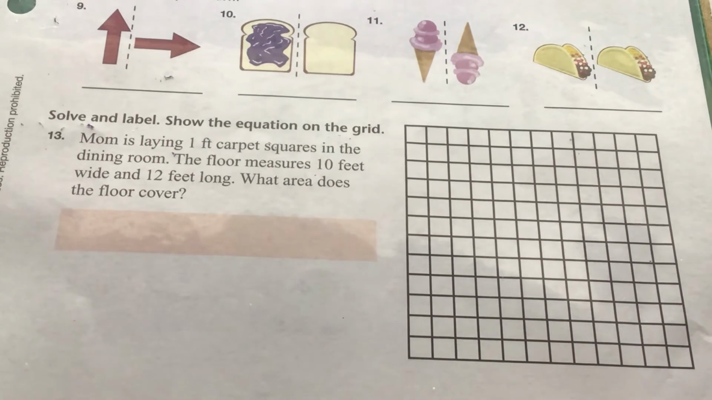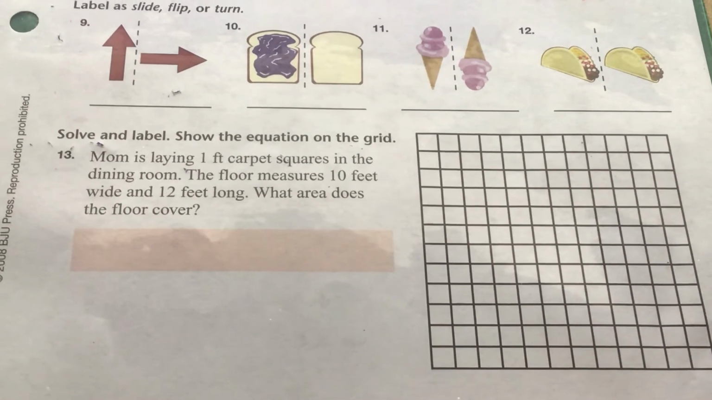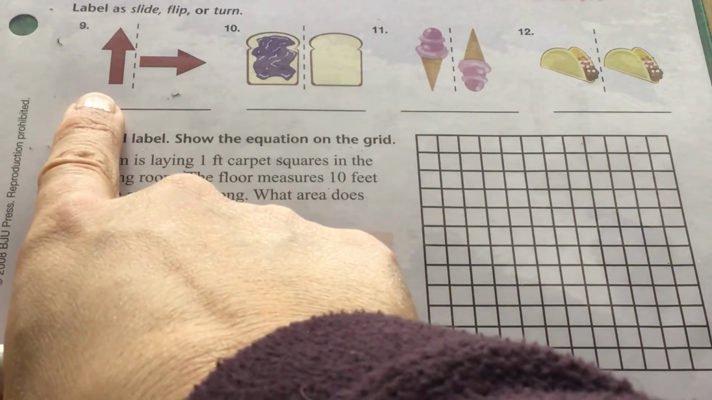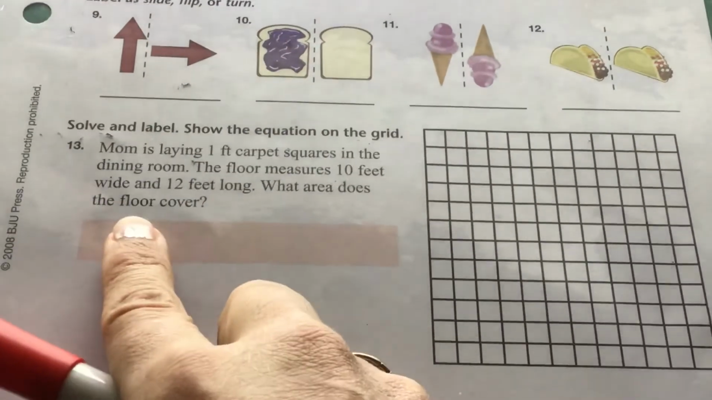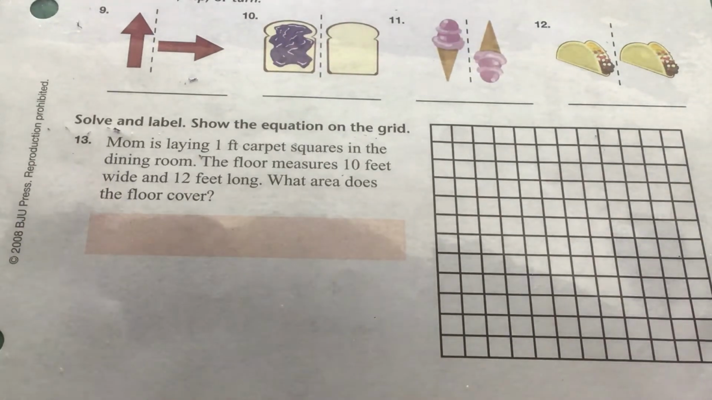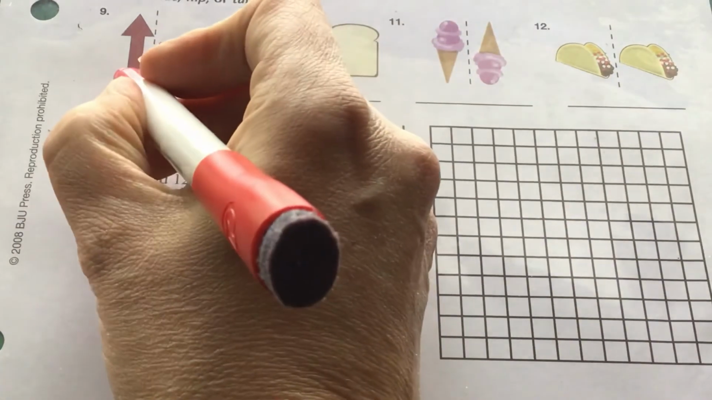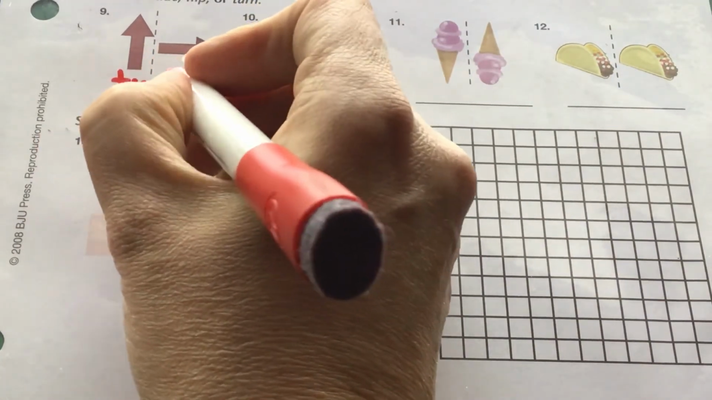The next section, they give us 4 groups of pictures, and they want us to describe whether a slide, a flip, or a turn happened. Okay, so in the first one, we have an arrow in the first picture. In the second picture, the arrow has changed. It has turned. So this is described as a turn. It's just pivoting. It's just turning a little bit.